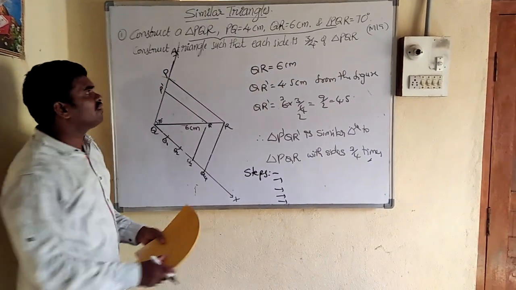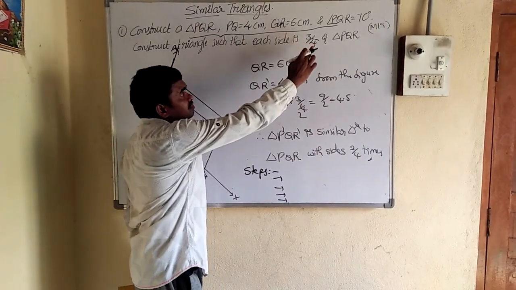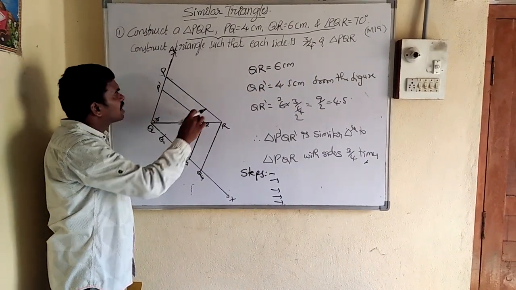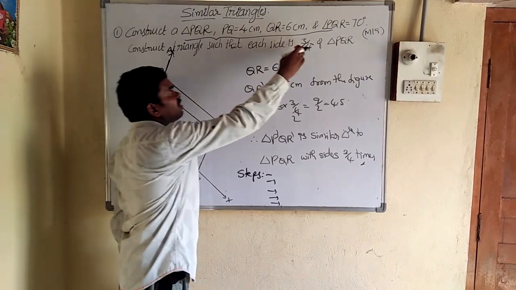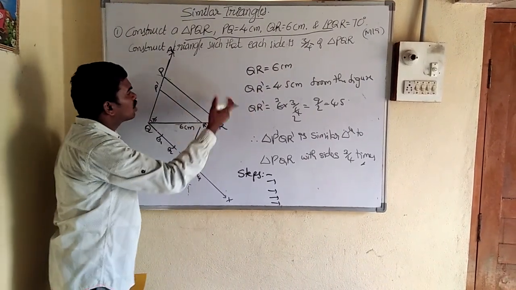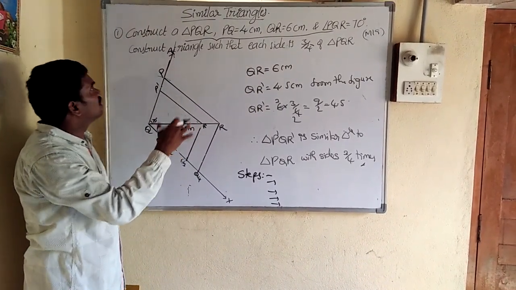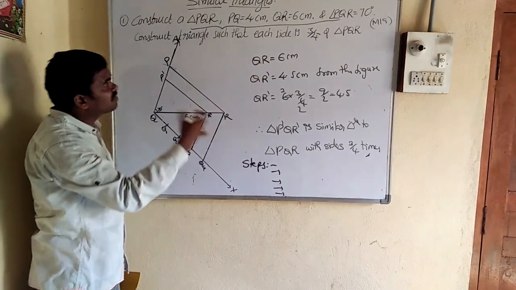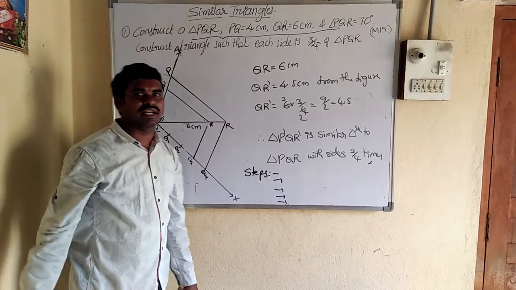However, if the scale factor is less than 1, we should draw a triangle smaller than the given triangle. If it is more than 1, we have to take a triangle larger than the given triangle. Now I will give you two questions based on this less than 1 type. Next I will explain the more than 1 category.